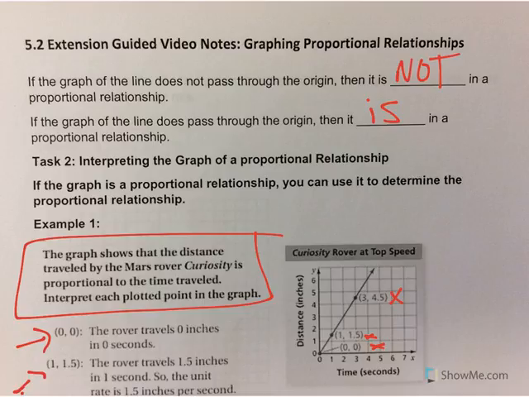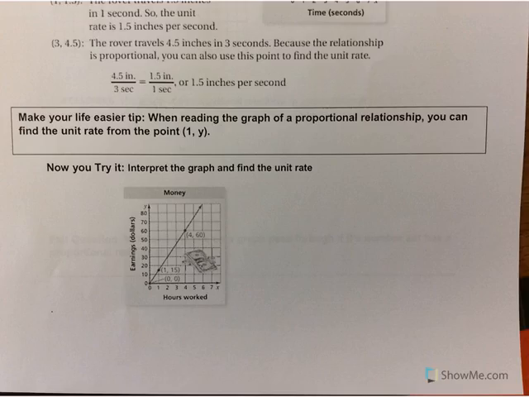Again, notice how it's kind of backwards. In our ordered pair, we have 1, 1.5, but the 1.5 is mentioned first. So time generally is going to be mentioned second. And we also have our rates, and we can make that as a unit rate. So we can say that the rover is traveling 1.5 inches per second. And one more ordered pair, the 3, 4.5. So we can say the rover travels 4.5 inches in 3 seconds.